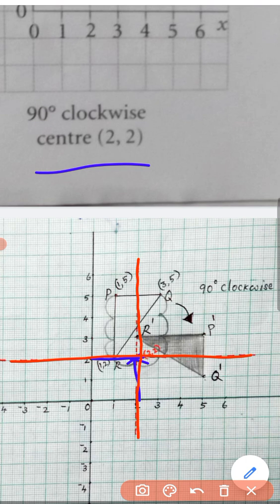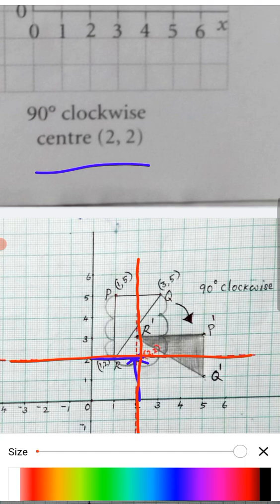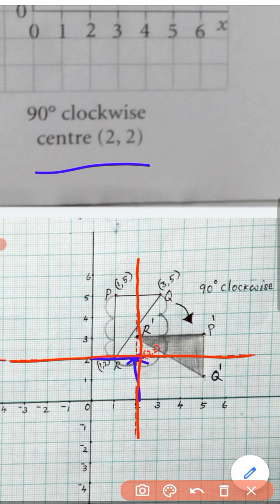Now what is the next step? Plot the new coordinates. See, this is the given shape, PQR, a triangle. Now we have to find the new coordinates. For finding the new coordinates, you should start from the center of rotation. This is the center of rotation. So children, start from here.